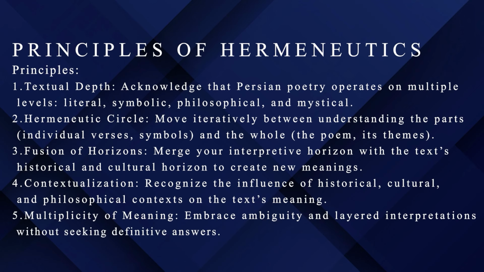Fifth principle, multiplicity of meaning. You should embrace ambiguity and layered interpretations without seeking definitive answers. Someone looks at the poem and says, okay, Rumi is saying this, period, finished. As if that is the only meaning that could come out of the text. That is the only, truthful interpretation, disregarding everything else. This is a text that is written hundreds of years ago, and it is multi-layered.